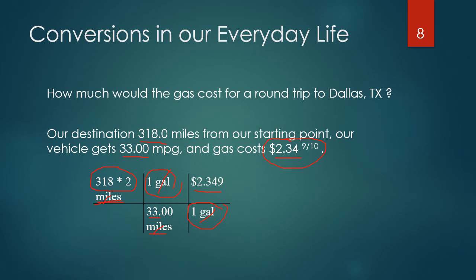So to solve for how much money, you're going to multiply across. So 318 times 2 times the amount of the gas and divide by everything in the denominator, which is just the 33 times 1. Make sure you're rounding to 4 significant figures because all of our numbers have 4 significant figures. And it will cost $52.39.